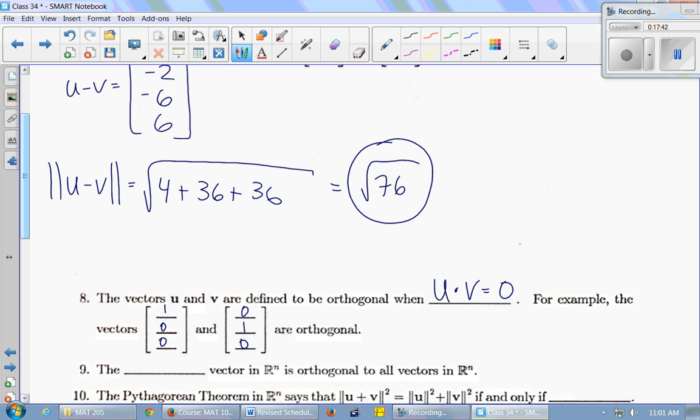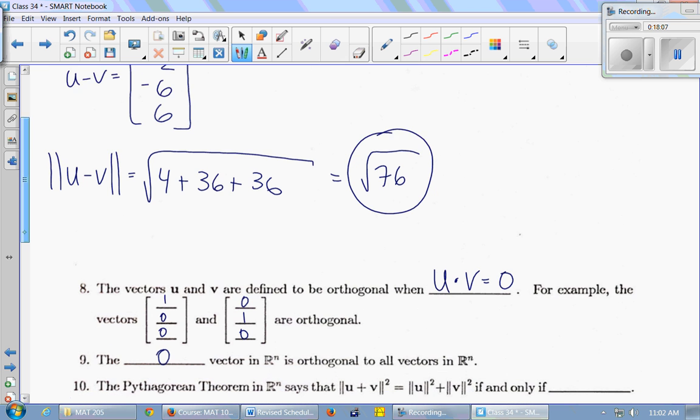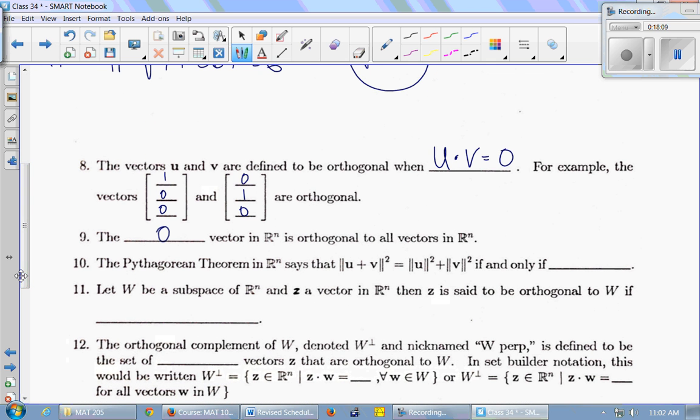But one of your first vectors was (0, 0, 0). (0, 0, 0) dotted with anything will always give you 0. So that's the next sentence here. The 0 vector in Rn is orthogonal to all vectors in Rn. It's just a point, yeah.